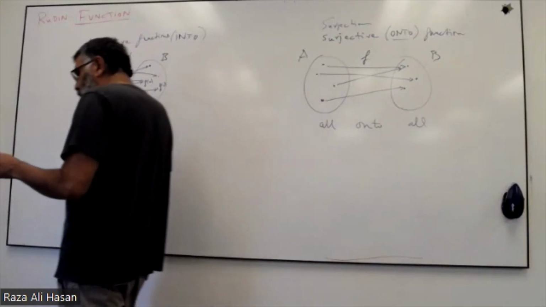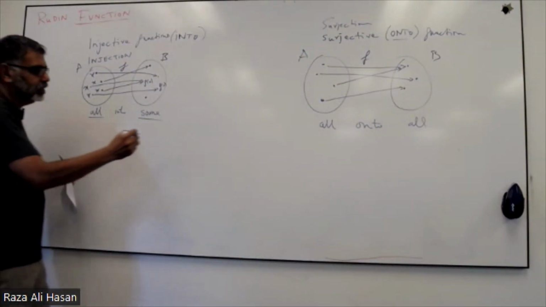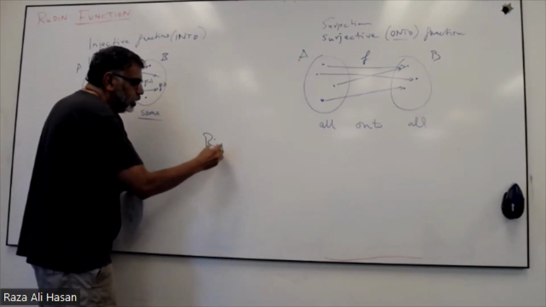The third thing is called bijection. If you're reading mathematical textbooks, you're going to run into this stuff. Let's put bijection here.